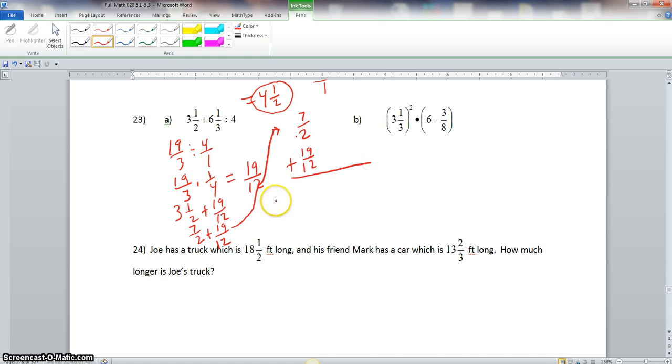Okay, now we've already found the prime factorization of 2 and 12. I'm going to write this over here to the side. 2 is already prime, and the prime factorization of 12 is 2 times 2 times 3. So now we have one set of 2's that match up. We write that once, and then we bring down our 2 and 3. So our common denominator here would be 12.